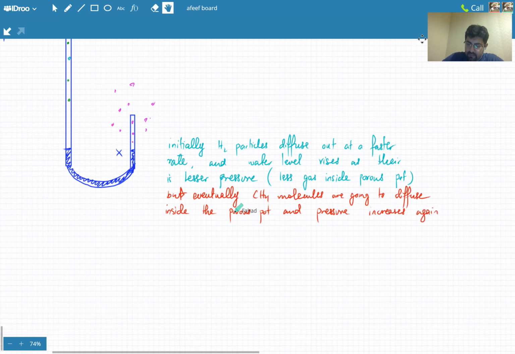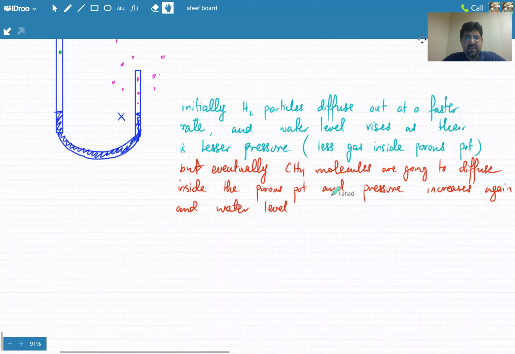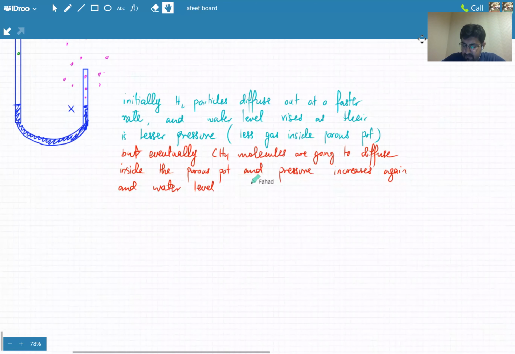And your water level returns back to where it was. Okay, so water level, how would you phrase it? Comes back to the same level. Right? Is this clear, Afif?